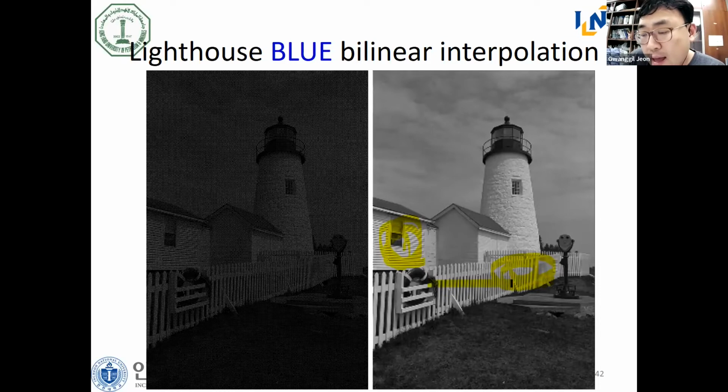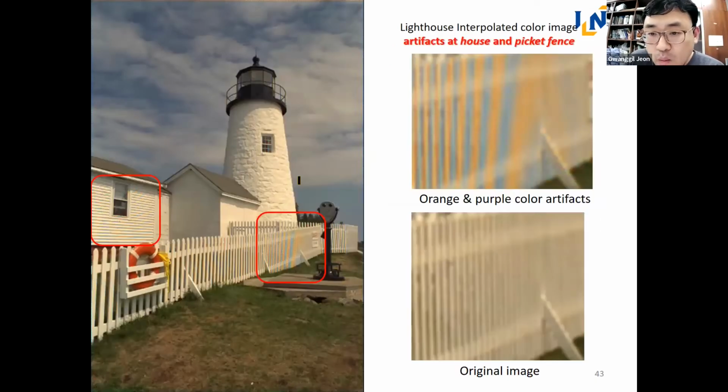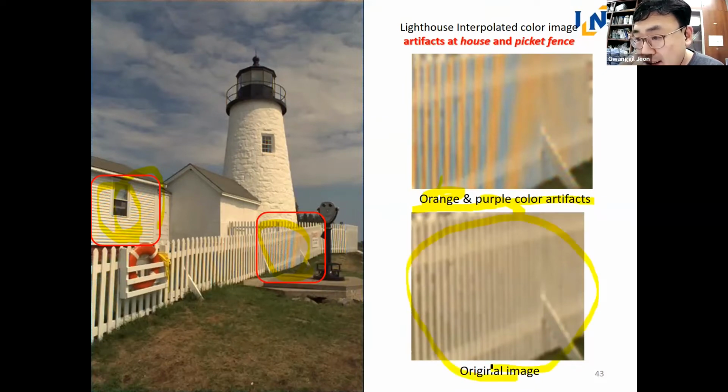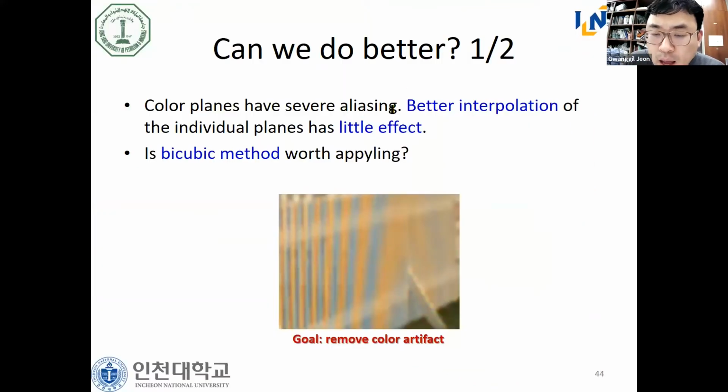Now we want to add RGB together. After adding RGB, you can see some artifacts here and here. Normally we say orange and purple or blue color artifacts are shown. And this one is the original image, where there is no color artifact. Then our goal is how we can remove this color artifact.